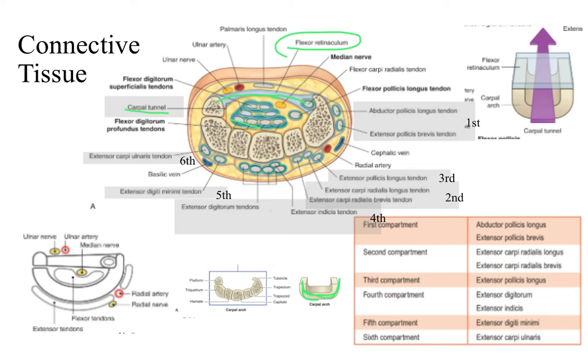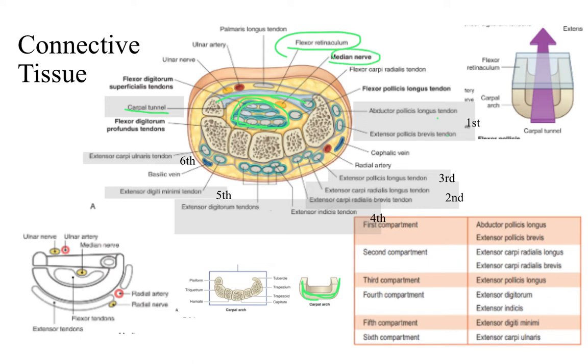Now notice there are no muscles in there. There are tendons from muscles. So where are those muscles located? Those muscles are located in the forearm. All right, so the muscles for these tendons are going to be in the anterior compartment of the forearm. All right, what else is in that carpal tunnel?